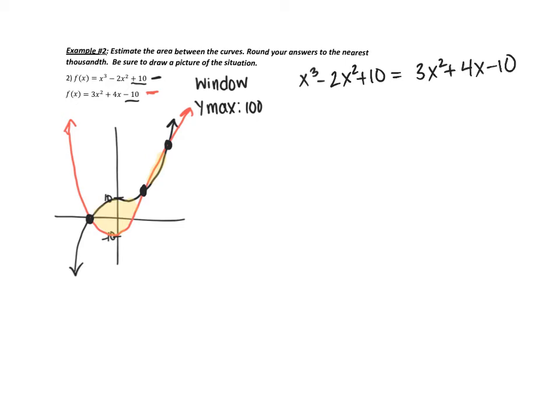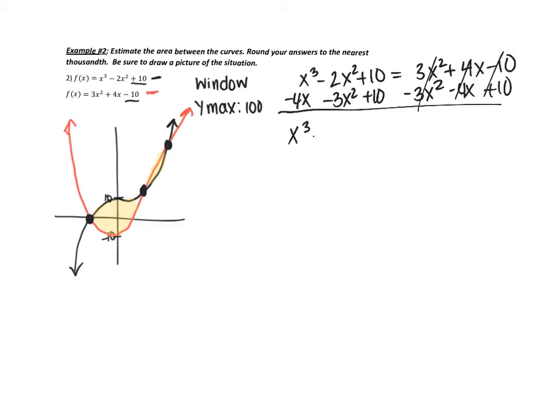So I'm going to set it equal to 0, factor and solve. If you want to try this on your own, pause the video. If you want the explanation, keep listening. So I'll subtract the 3x squared, I'll add the 10, and I'll subtract the 4x. I'll just put that somewhere over here. So I have x to the third minus 5x squared minus 4x plus 20.